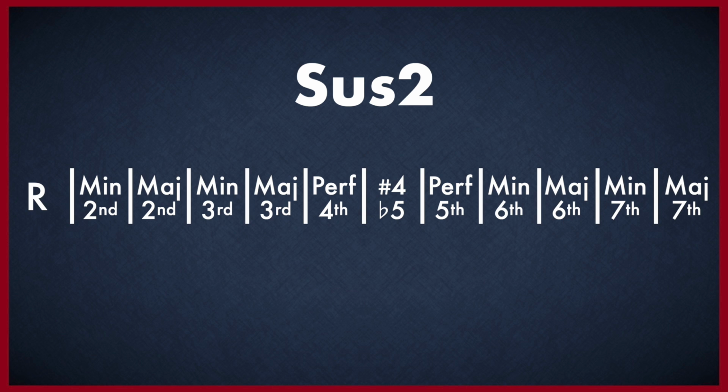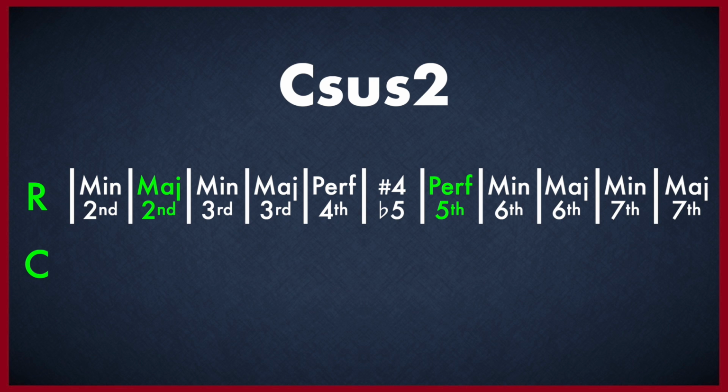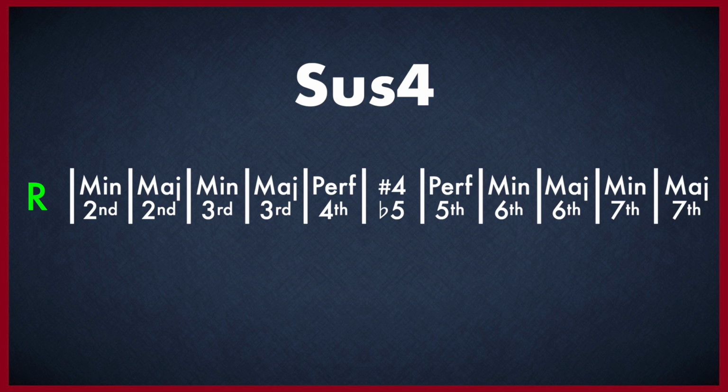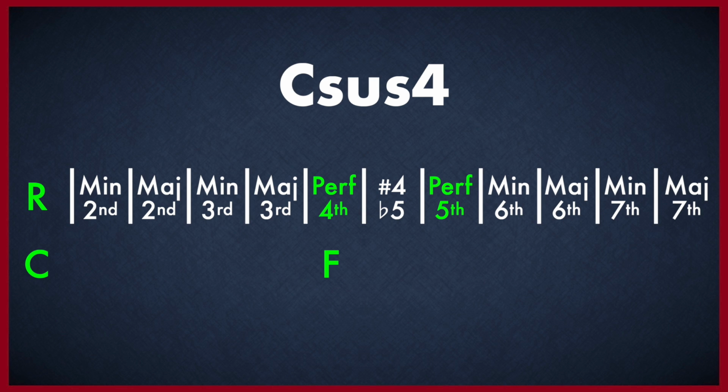So just to clarify, in a sus2 chord we have a root note, a major second and a perfect fifth. So for example, in the key of C, that would be C, D and G in a C sus2 chord. And in a sus4, we have a root note, a perfect fourth and a perfect fifth. So in a C sus4 chord, we'd have C, F and G.